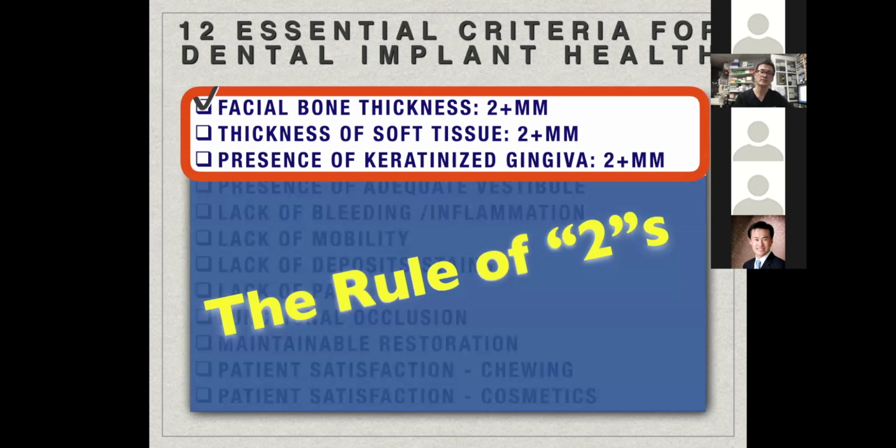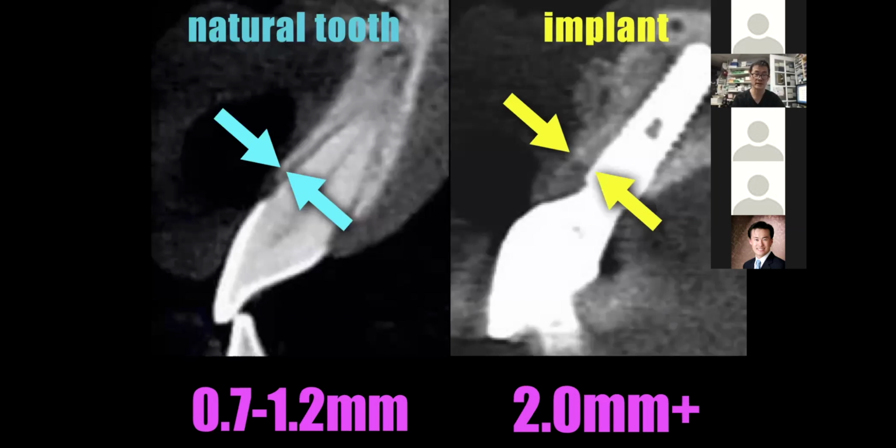Here's an example. Well, the first 3, I typically call them the rules of 2s. Like I said, I got messed up because one of the parameters has changed. Natural 2s, anywhere between 0.7 and 1.2. That's the norm. But around the dental implant, we expect 2 millimeters, which is kind of a double standard. This is literally a double standard.